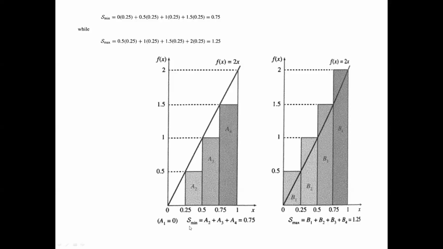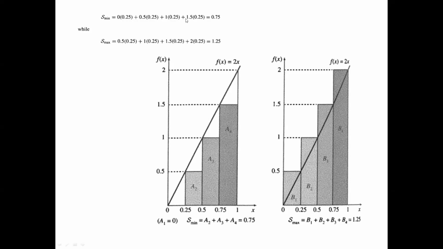So in the first case, the left hand side, we are deriving the S min. We are choosing omega L. There should be 4 boxes, but the last box is only a point, so it is 0. So we simply sum A2, A3, A4, and A1 is 0, and we will get 0.75. You can see the calculation over here.